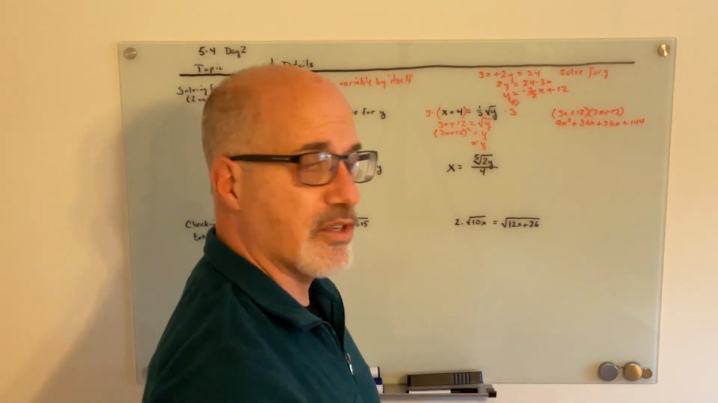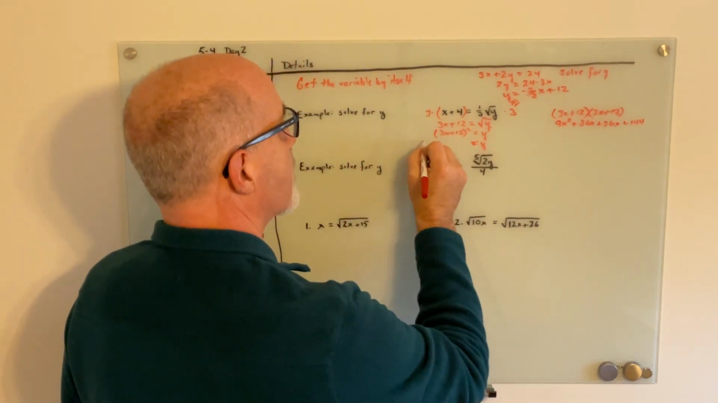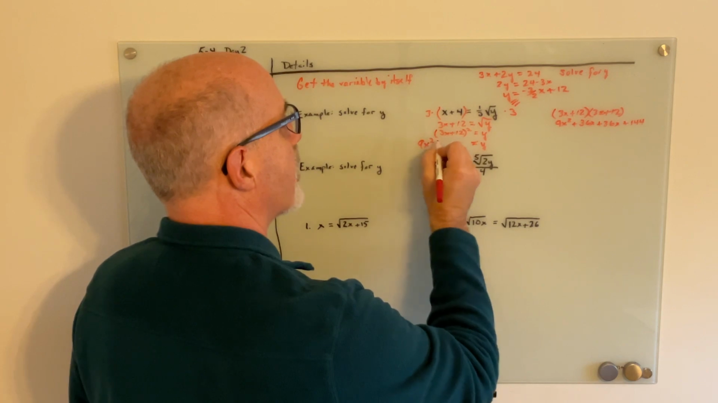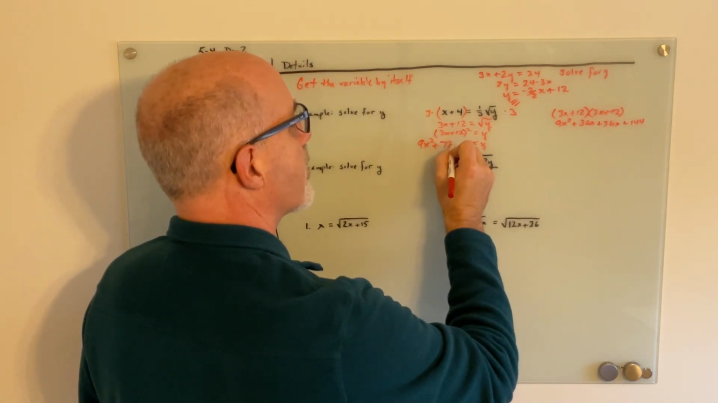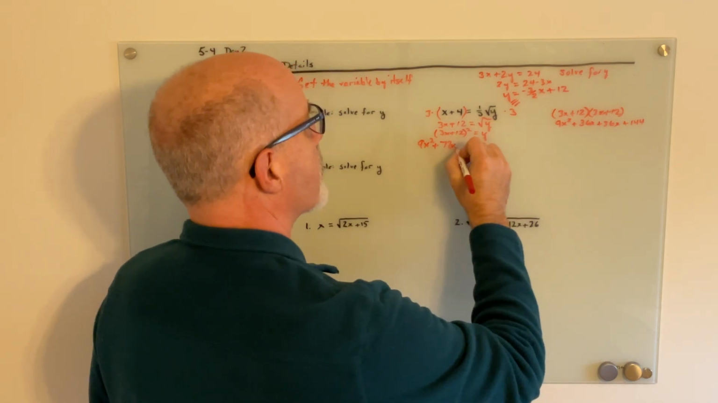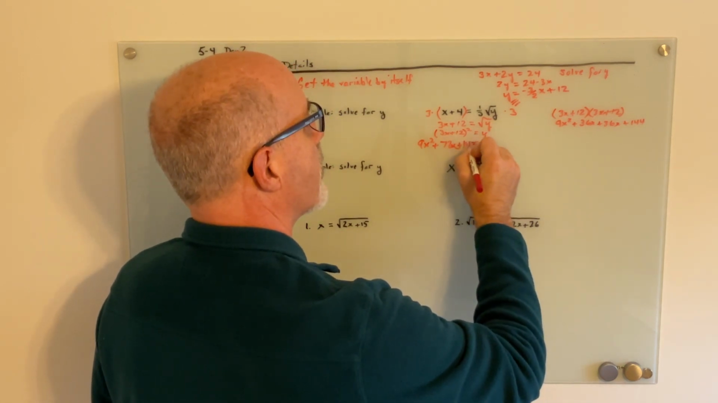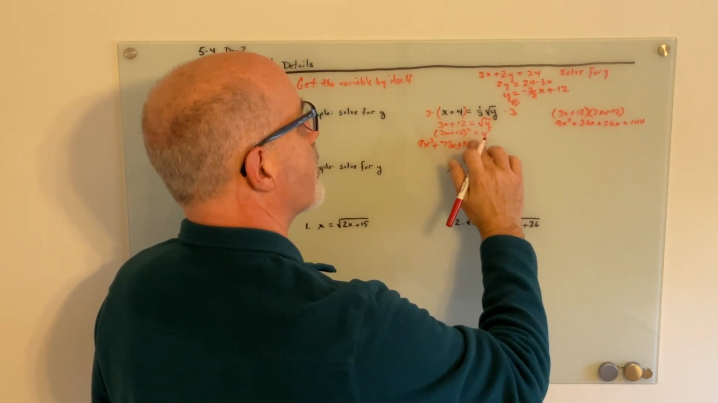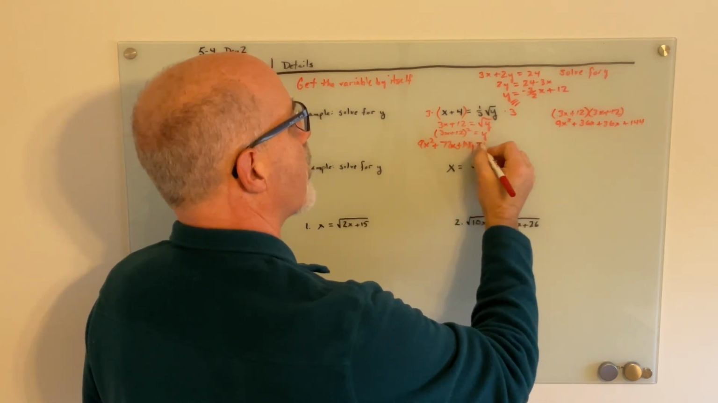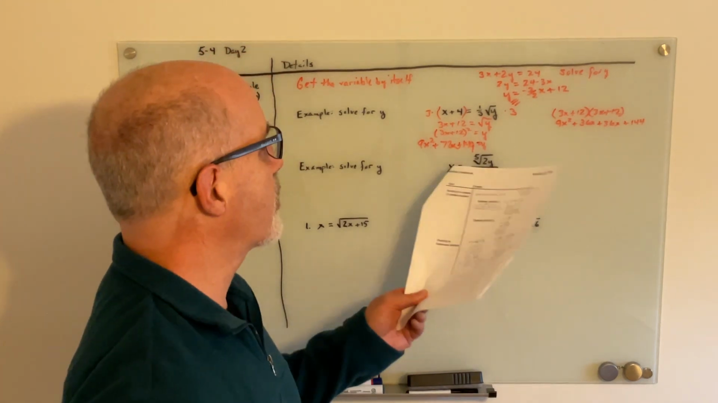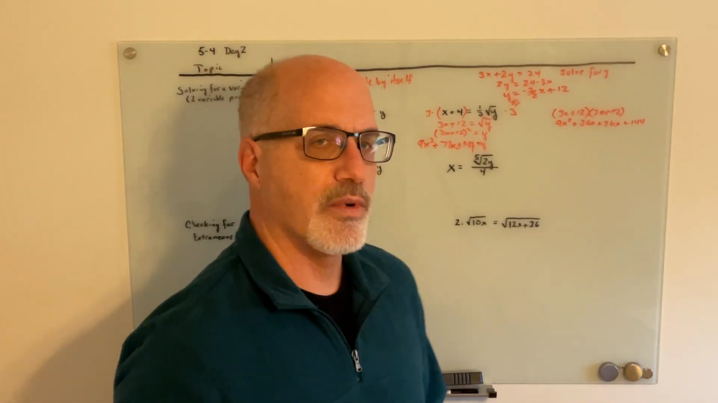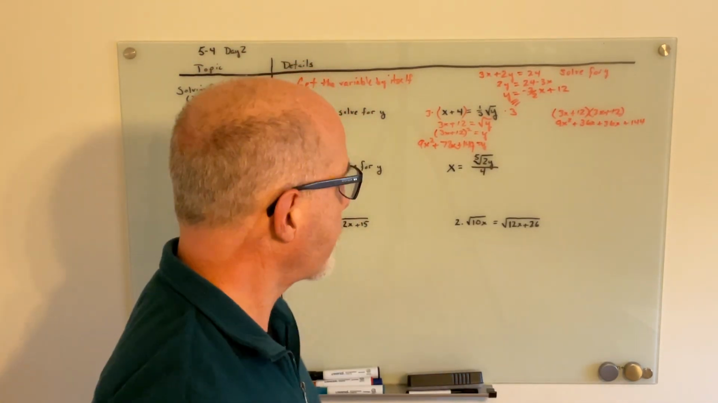Y by itself, solve for y, is 9x squared, I've got 72x here, and then plus 144. Just make that equal sign a little smaller. Equals the y there. Okay, so 9x squared plus 72x plus 144 equals y.